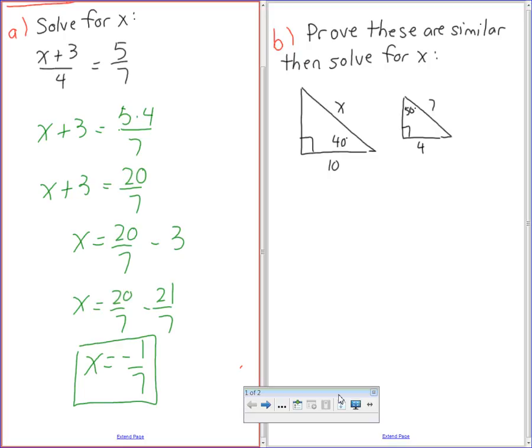Okay, so let's do the right-hand side now. It says, prove that these are similar and then solve for x. In order to have two triangles that are similar, what has to happen? What do we need? Somebody help her here. What's same angles? So we need to show that the angles are the same. So to be similar, the angles have to be the same.